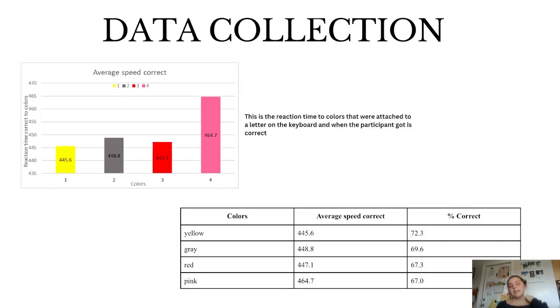The second part of my experiment is when four colors were attached to a letter on the keyboard. In my chart was the average speed correct. So this is the reaction time to colors that were attached to a letter on the keyboard and when the participant got it correct. Yellow actually had the fastest reaction time here when it was correct.